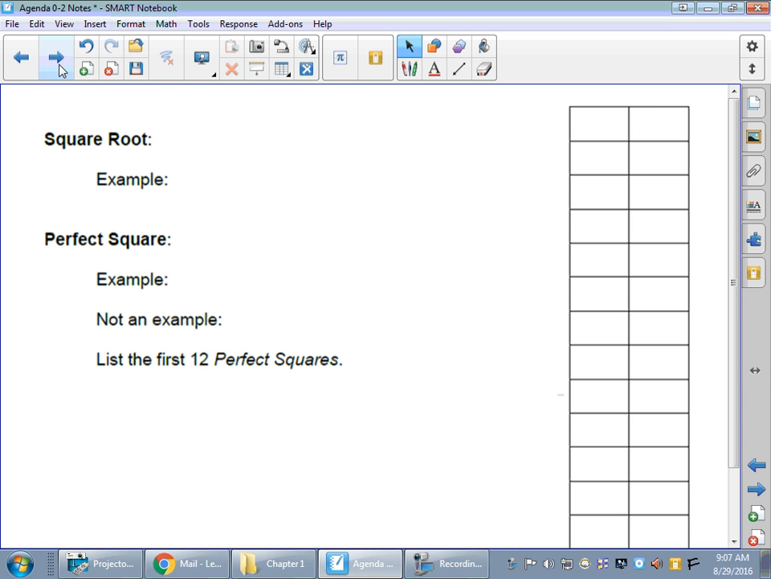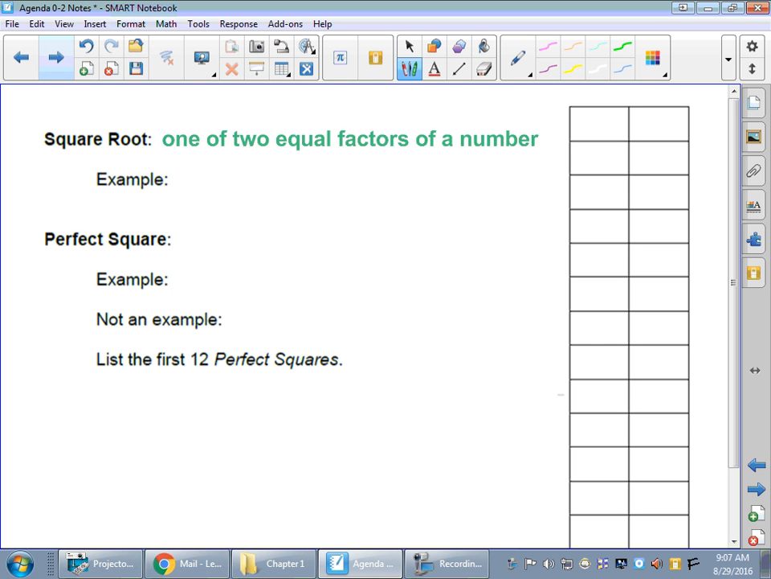Let's talk about square roots here. We should probably address this. So a square root is one of 2 equal factors of a number. One of 2 equal factors of a number. So for example, 5 times 5, those 2 factors are equal, is 25, which means the square root of 25 is 5.